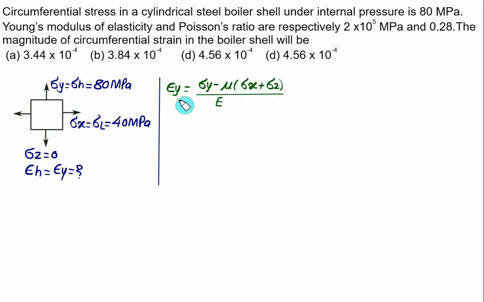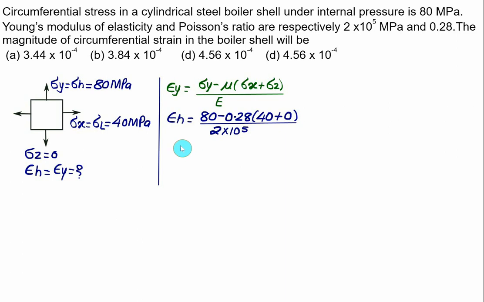So apply the generalized Hooke's law along the y direction, which is given as (sigma y minus mu times (sigma x plus sigma z)) divided by Young modulus. Epsilon y is equal to the circumferential strain epsilon h. Sigma y is equal to 80 megapascal. Mu is equal to 0.28. Sigma x is equal to 40 and sigma z is equal to 0. Divided by Young modulus, which is directly given in megapascal, is 2 into 10 to the power 5.